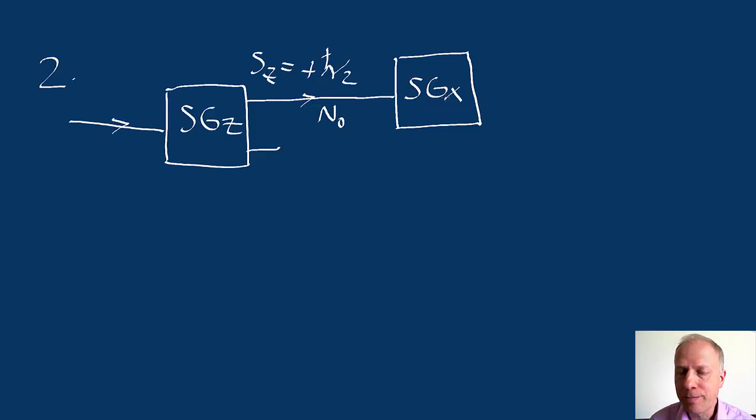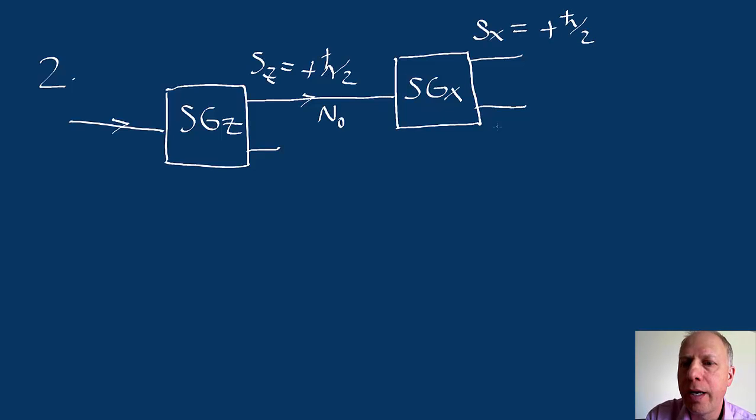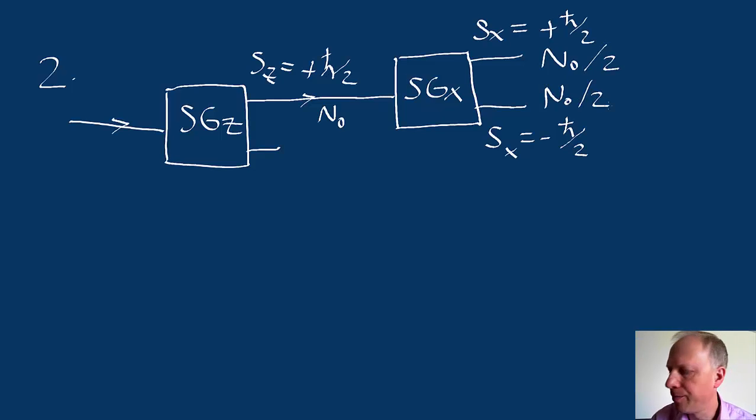What would happen is half of the beam would be found with x component of spin equals plus h bar over 2, and half would be found with x component of spin equals minus h bar over 2. n0 over 2 and n0 over 2 are the numbers. The states are referred to as plus x and minus x.